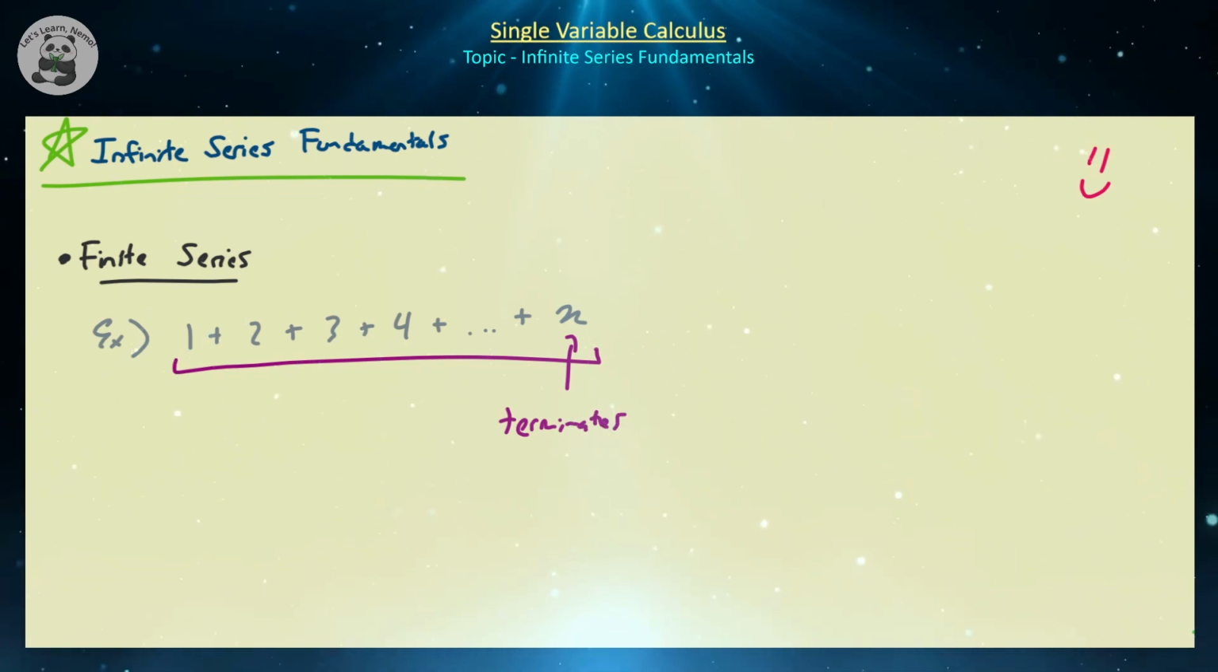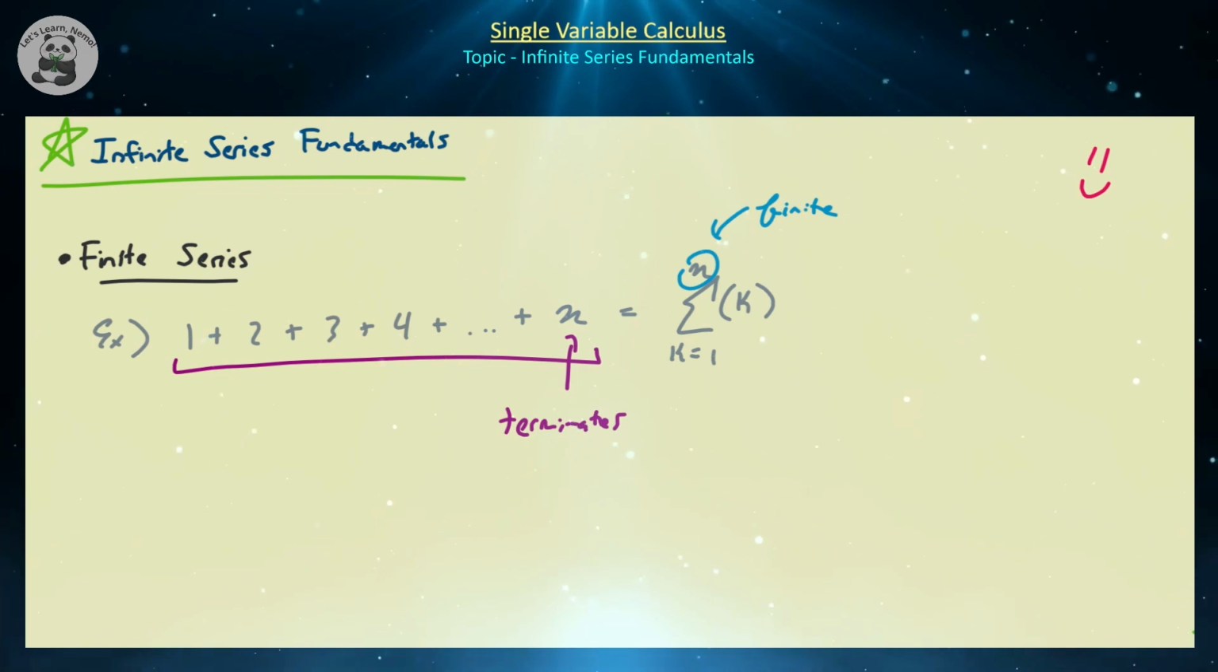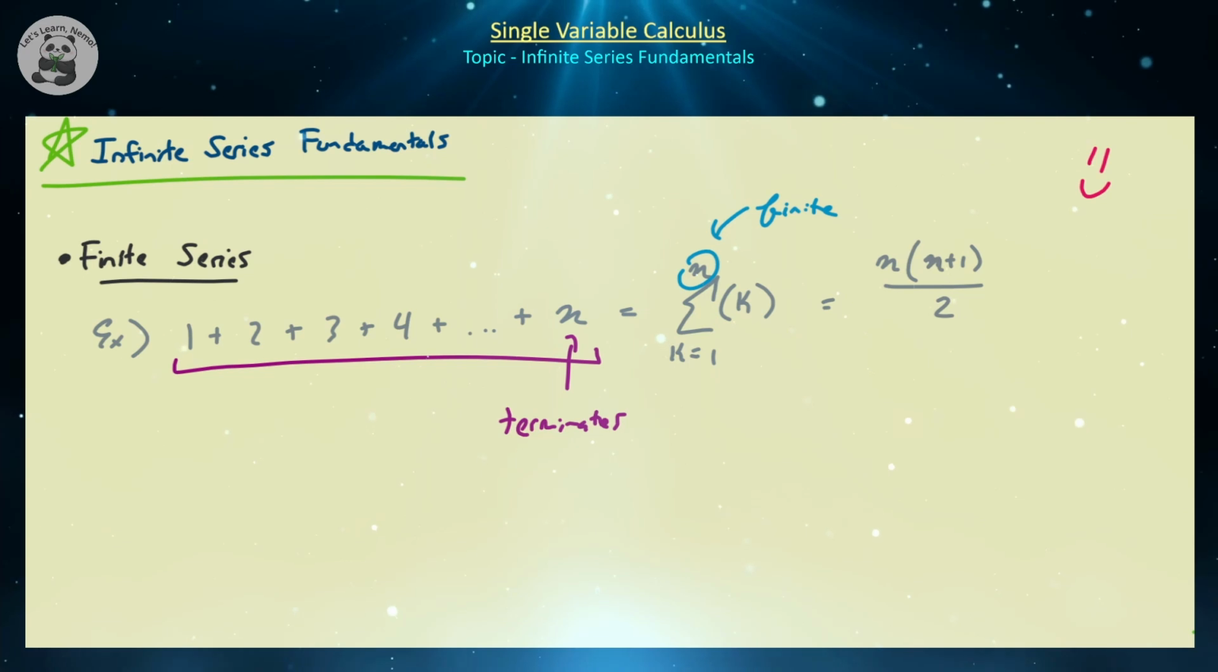We can of course write this in summation notation as the sum from some index variable, say k, equal to 1 to n, where we increment by 1 each time, and the variable that we're incrementing is k. That would be a finite series, where n is a finite quantity. In this particular scenario, we actually know what this finite series is equal to: n times n plus 1 divided by 2. It's a very famous arithmetic series.